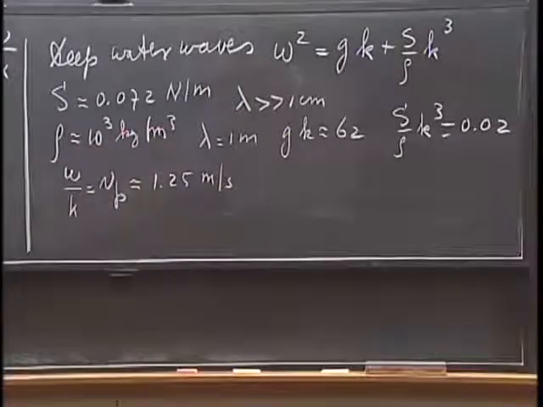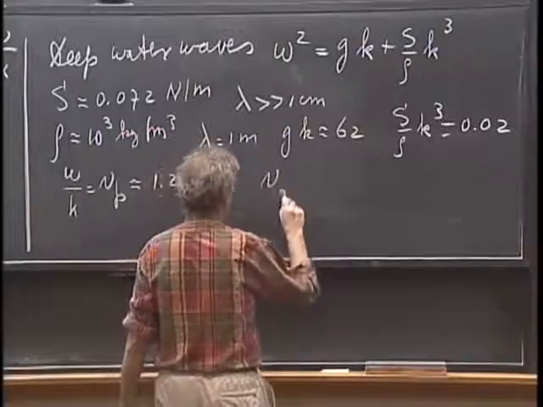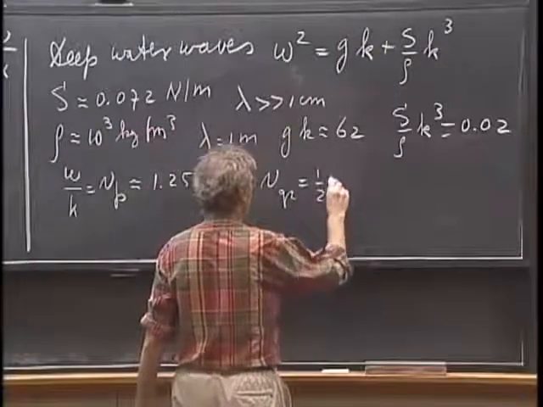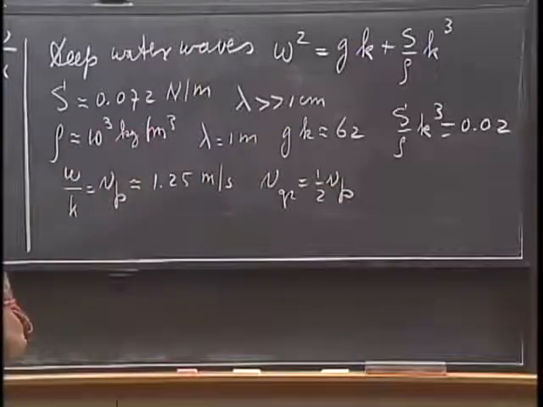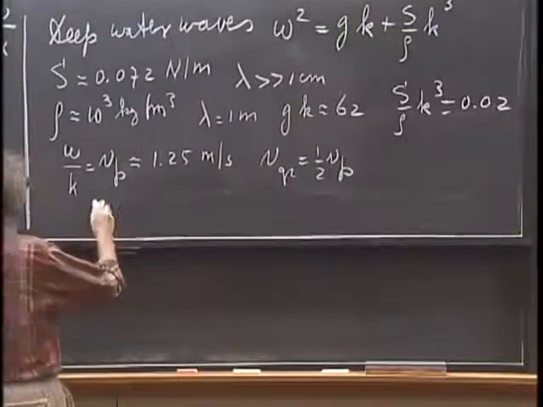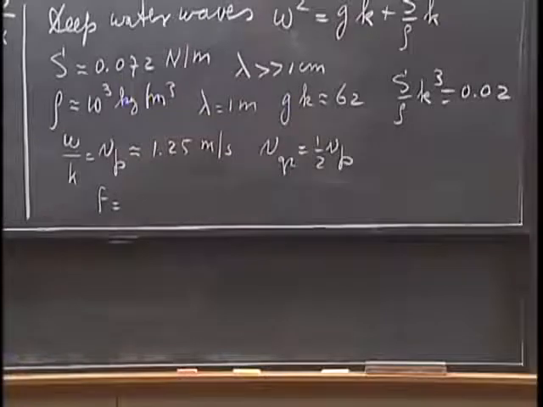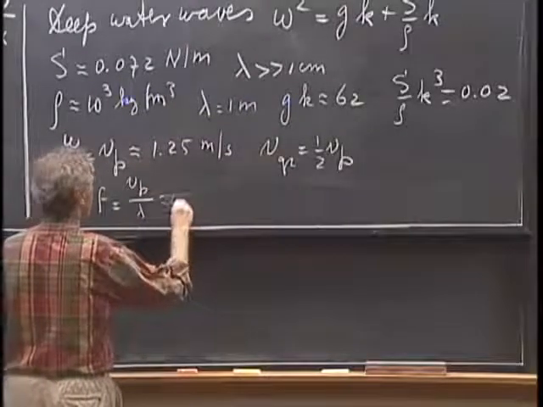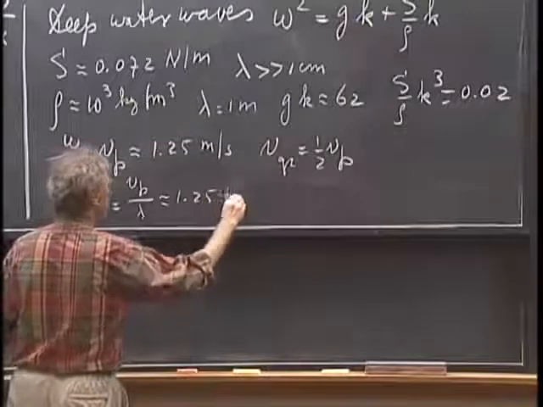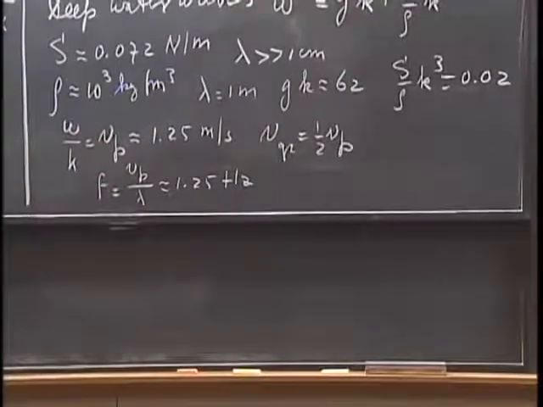And what you also find, and I will show you that very shortly, is that the group velocity is half the phase velocity, and so it's half this value. And if you want to know what frequency the water is hopping up and down, well, the frequency, of course, is the phase velocity divided by lambda. So that is about 1.25 hertz. So it's a little faster than 1 oscillation per second.